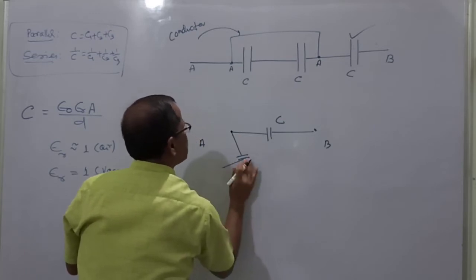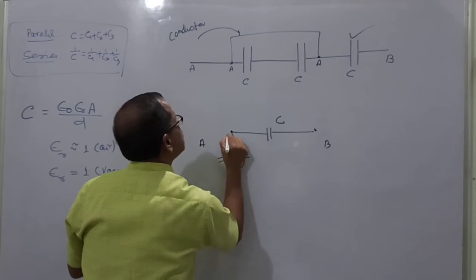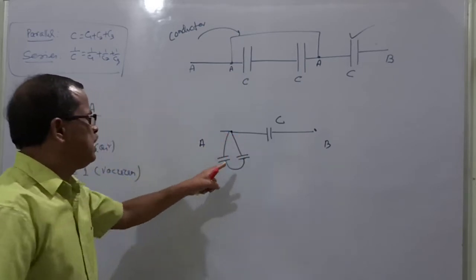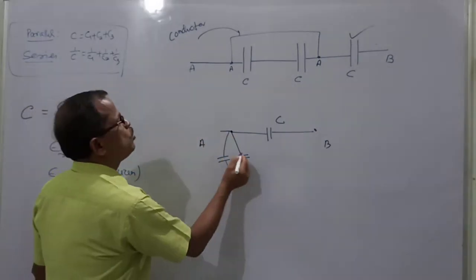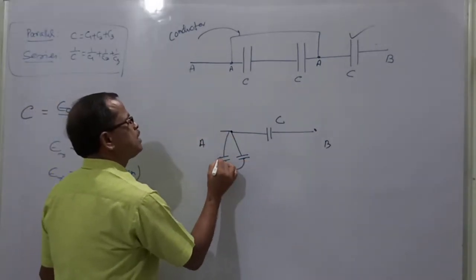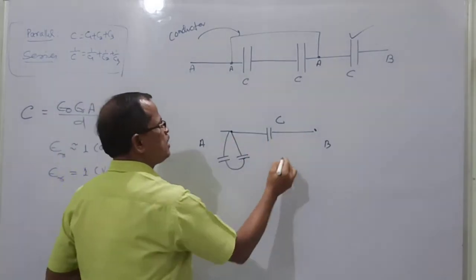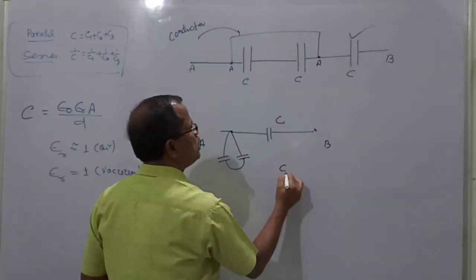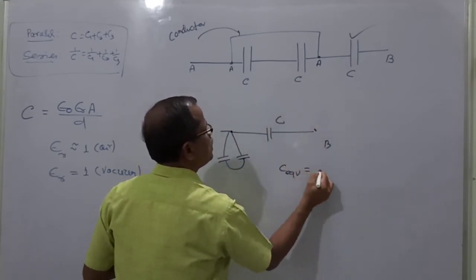So this is another capacitor. This is another capacitor. They are connected to the point A. So if these two capacitors are connected to the same point, there is no potential difference. So these two capacitors are meaningless. Then the net capacitance between the points A and B is C equivalent. Between the points A and B, there is only one capacitor, that is C.